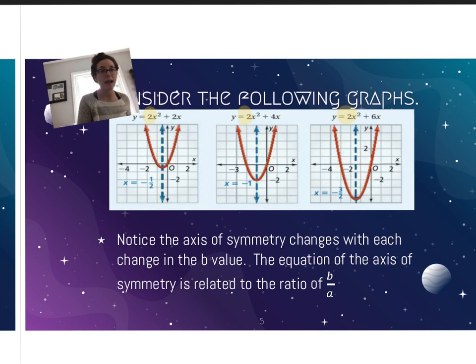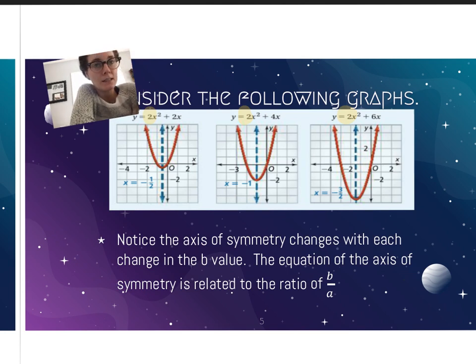How far down that y-axis are we going? Notice that the bigger the b value, the further down the y-axis it's going. So notice our axis of symmetry changes within each one of these b values. The equation of the axis of symmetry is related to that ratio of b divided by a. So in this first one, if I take the opposite of 2 and divide it by 2 times 2, we get negative 1/2, so that's why it's down there.